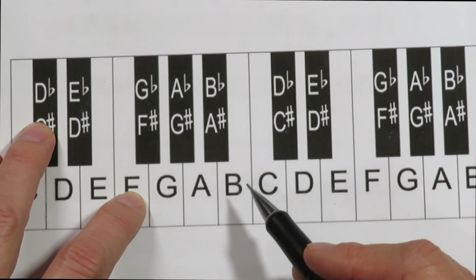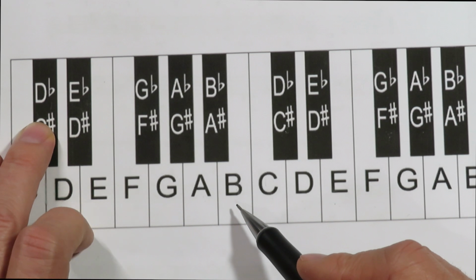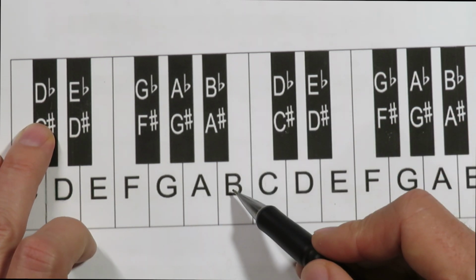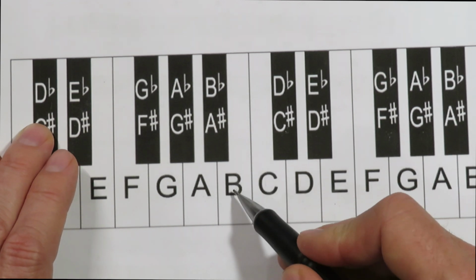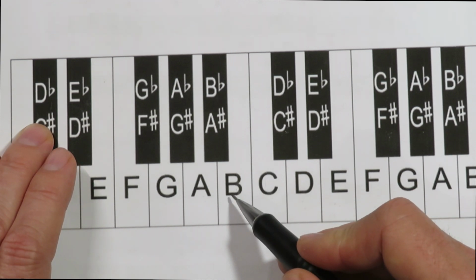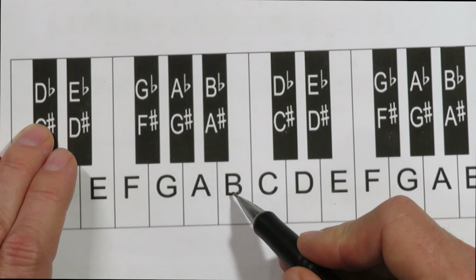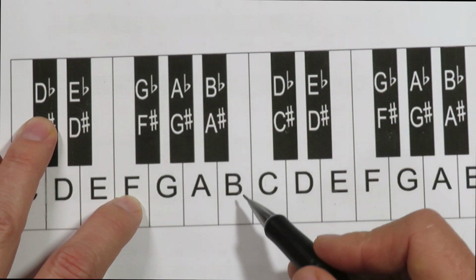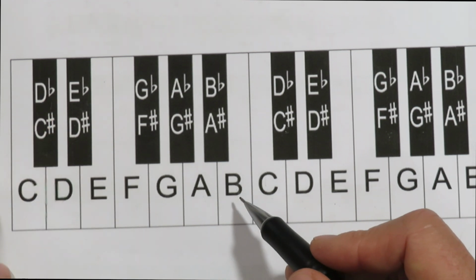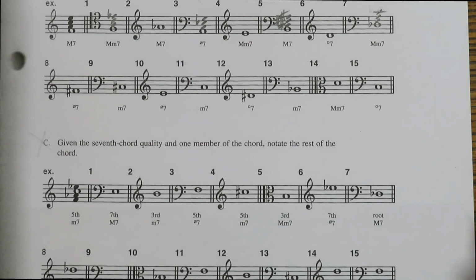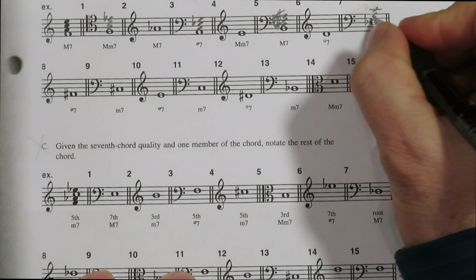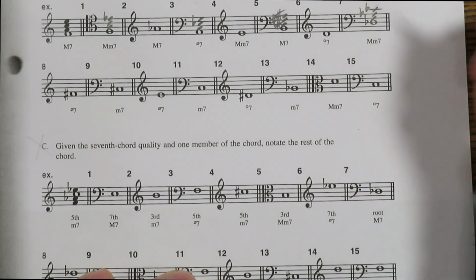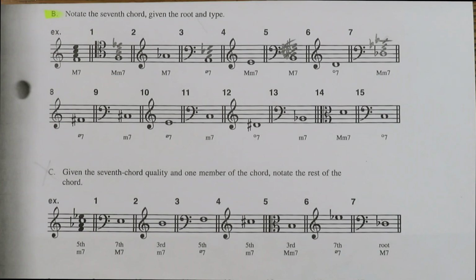Now we want a minor seventh, so we go from the D flat a whole step down to the C flat, right? There's got to be some kind of C. So we've got D flat, F, A flat, C flat. There we go.